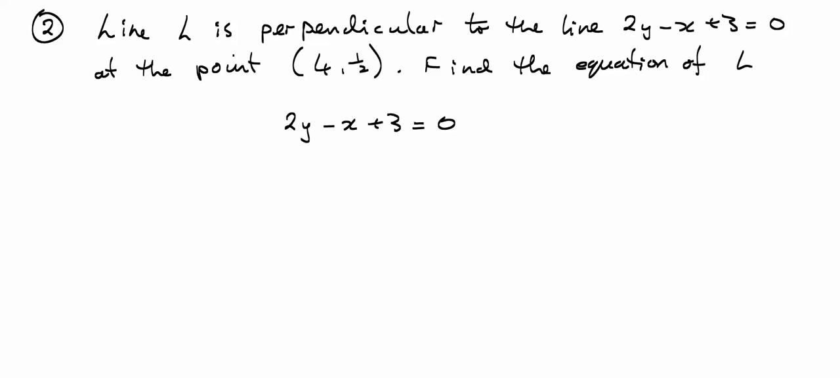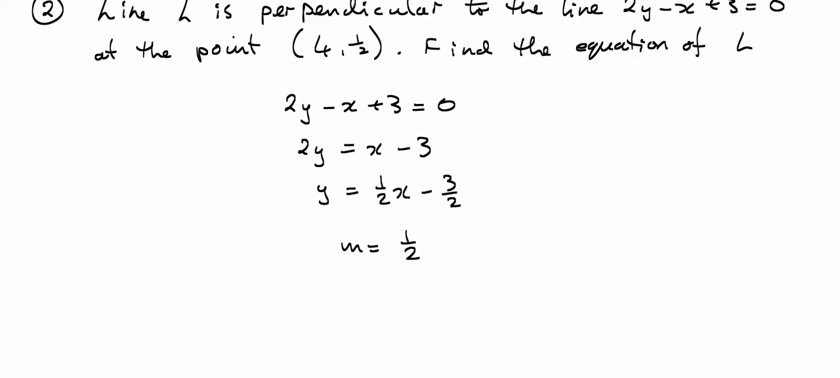And in order to do that, we write it in the form y equals mx plus c. We'll add x to both sides and subtract 3, and then divide by 2. And so we have the gradient of this line, m is 1/2. Let's call that one m1.